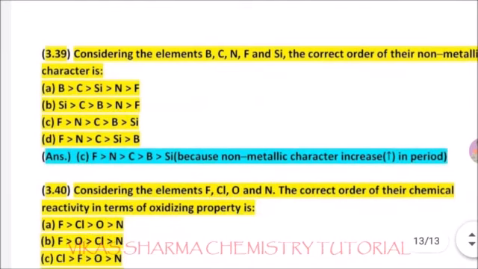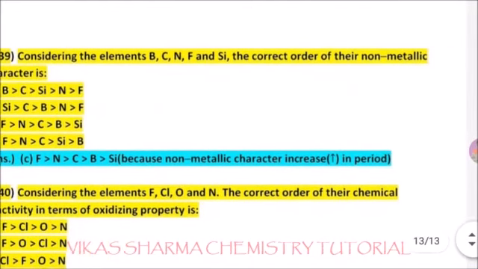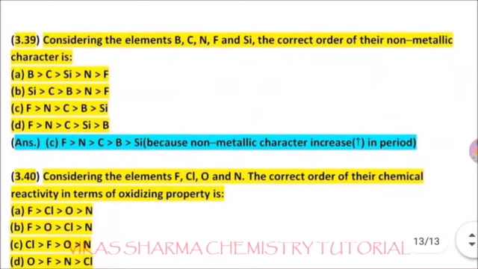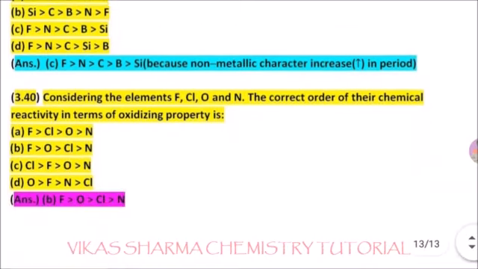3.39: Considering the elements boron, carbon, nitrogen, fluorine and silicon, the correct order of their non-metallic character is. Students, the answer is choice C: fluorine is greater than nitrogen, nitrogen is greater than carbon, carbon is greater than boron, and boron is greater than silicon, because non-metallic character increases in a period. When we move from left to right, non-metallic character always increases. So choice C is correct.